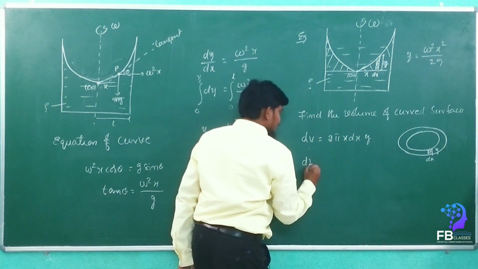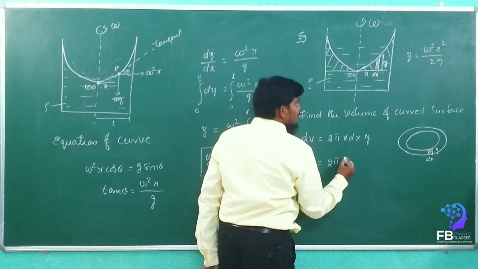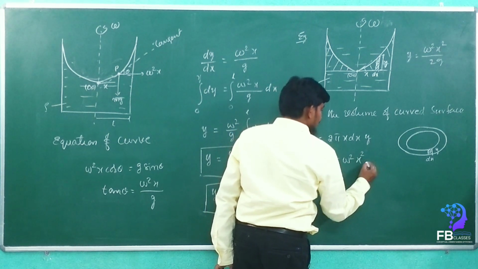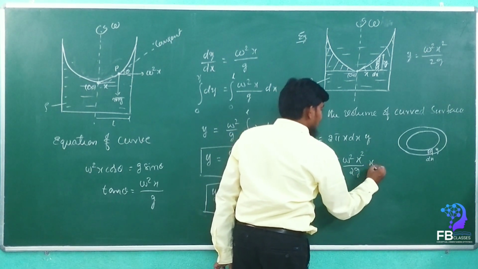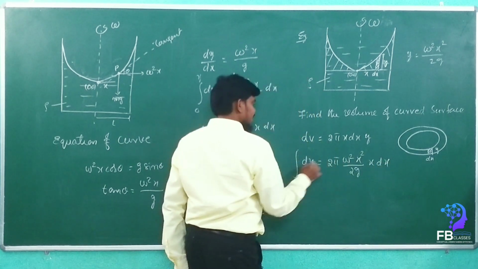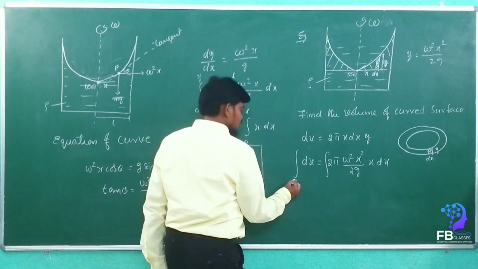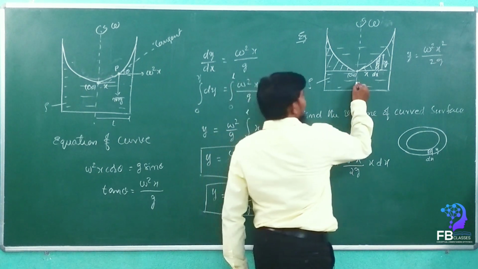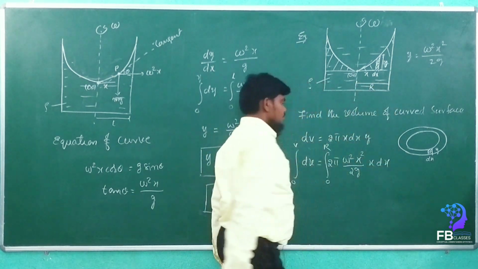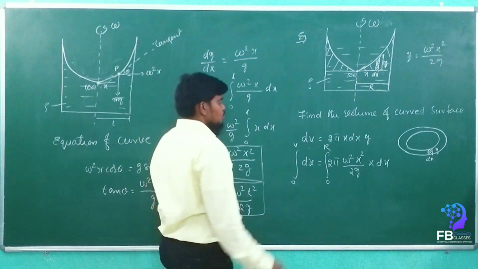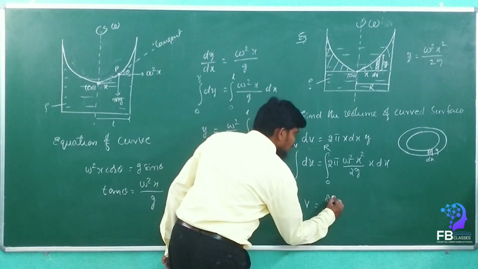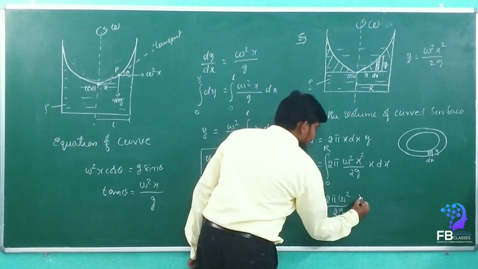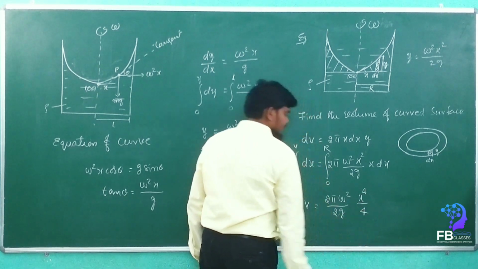So dv is equal to 2 pi, the y value is omega square x square by 2g into x dx. Okay, integrate on both sides. Here 0 to v, here 0 to, let this length be r, 0 to r. Got it? Understand everyone? So now v is equal to how much, my dears? 2 pi omega square by 2g into x to the power of 4 by 4.